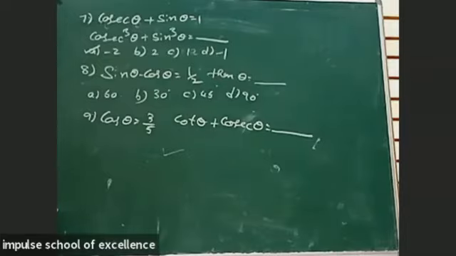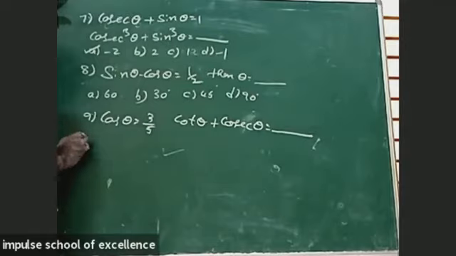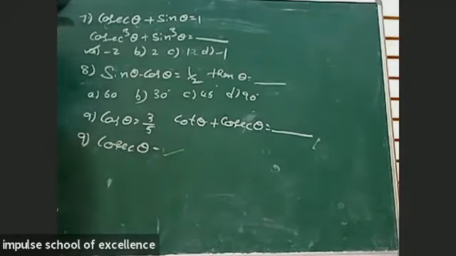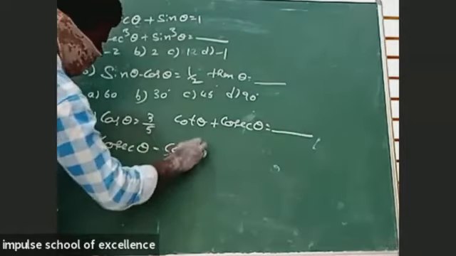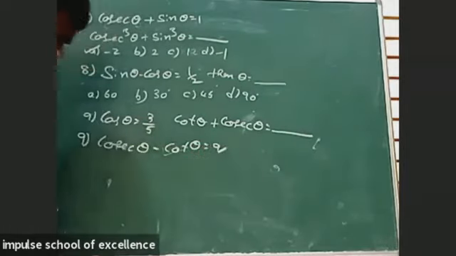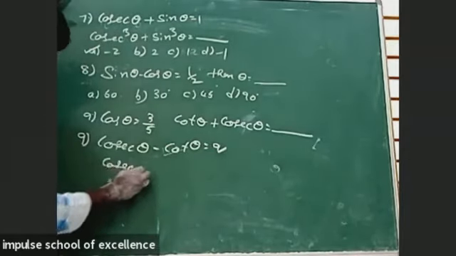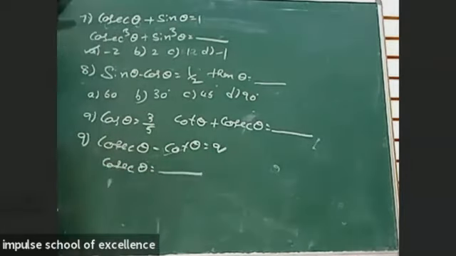Next, cosecant theta minus cot theta is equal to cube. Then cosecant theta is equal to dash.